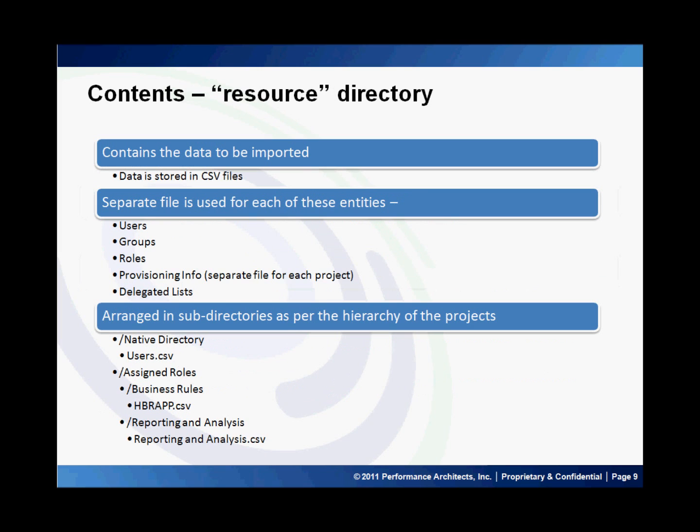The resource directory actually holds the data that is to be imported, or if it's an export operation, this is where the data would be exported to. Each of the entities is in a separate file, for example users, groups, roles, and provisioning info, and data is arranged in subdirectories with the native directory being on the top, assigned roles below that, and each of the application groups being a folder under the assigned roles.